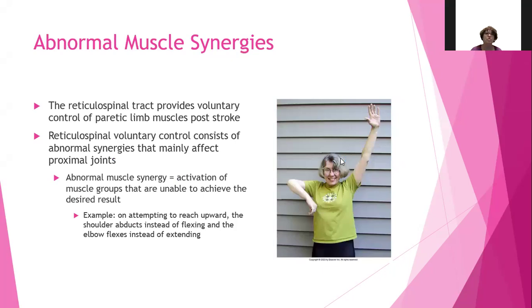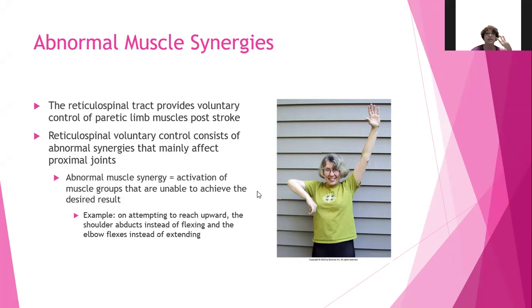With upper motor neuron lesions, you can also get abnormal muscle synergies because normally the muscle synergies are working to do movements together, but abnormal muscle synergies is activation of muscle groups all at once, and so you can't perform the desired results. The example is a picture from the book, and the person post CVA is trying to reach both arms up, and one arm reaches up, and the other one, instead of extending the elbow, it abducts the shoulder and flexes the elbow instead of extending. And so you don't get the desired effect.